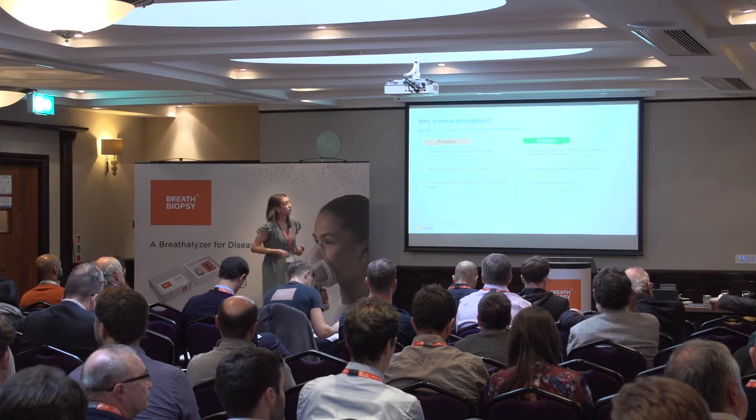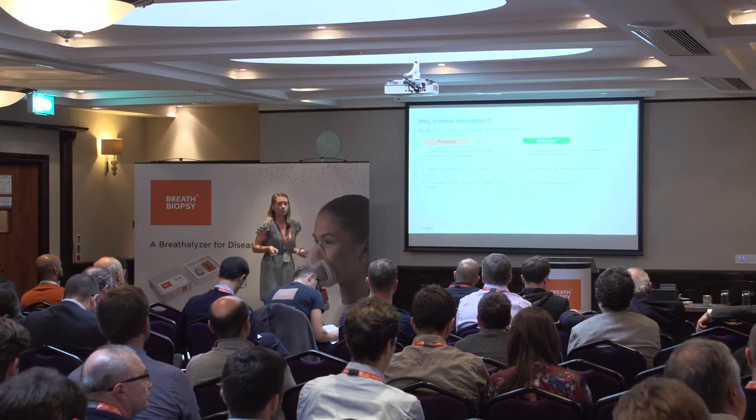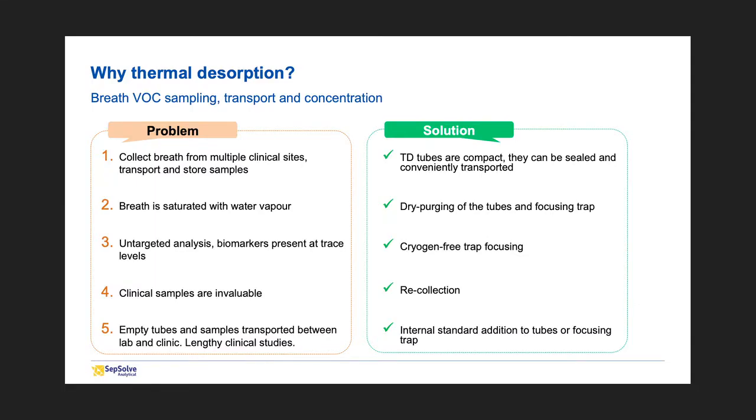You've got to be able to do untargeted analysis because we don't know what the biomarkers of interest are going to be, and they can be at trace levels. So within thermal desorption, using a cryogen-free trap means that you're going to be able to focus the analytes and pre-concentrate the sample prior to GCMS. So you can increase the sensitivity.